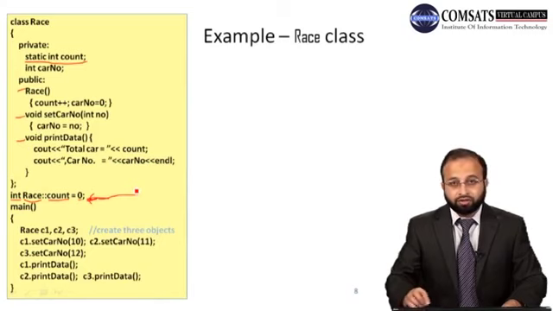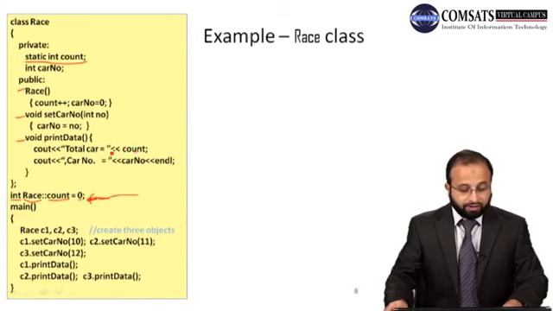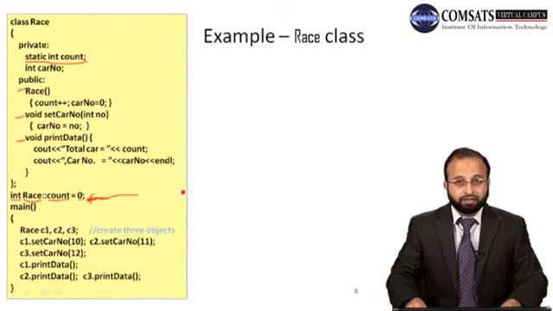जब program की execution खत्म हो जाएगी, उस time पे static data member की memory deallocate हो जाएगी. Now you can see in the main function there are the first statement. In the first statement we are creating 3 objects, that is C1, C2 and C3 of race class. So race class के हम 3 objects बना रहे हैं.